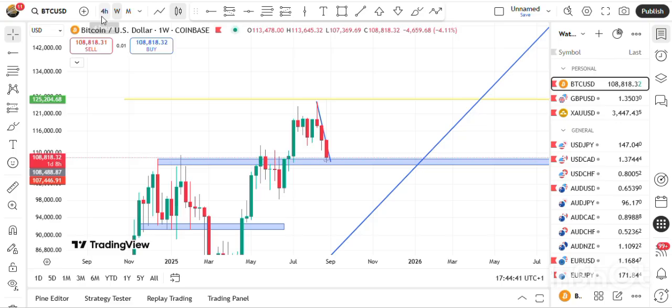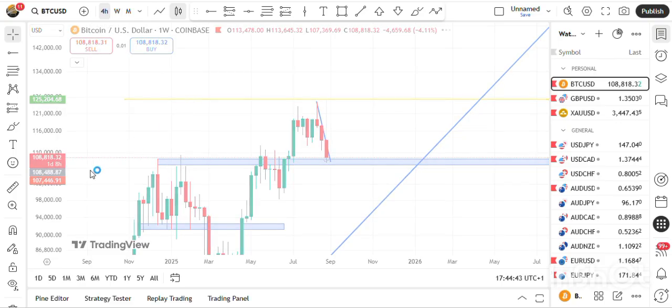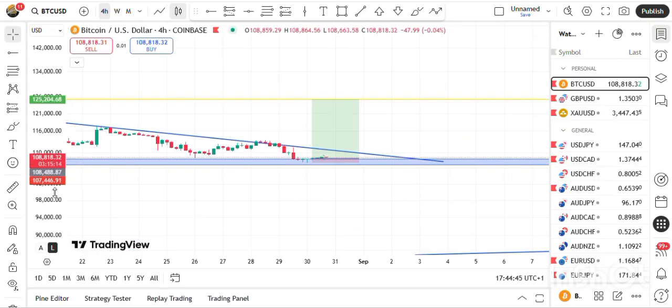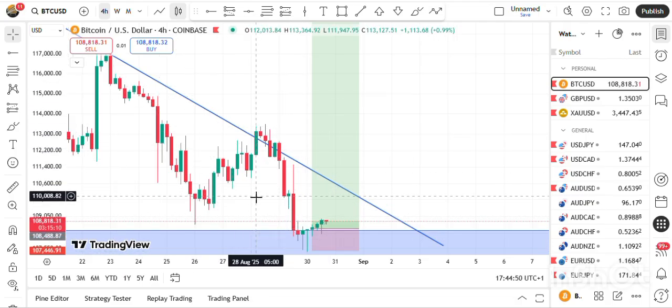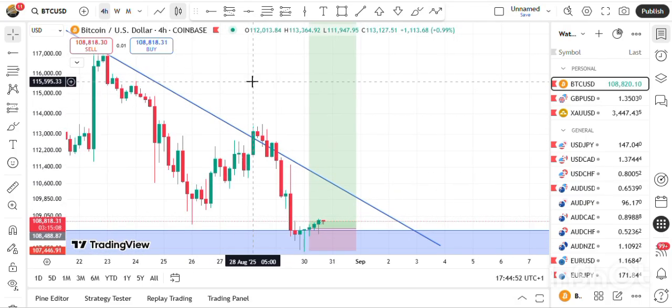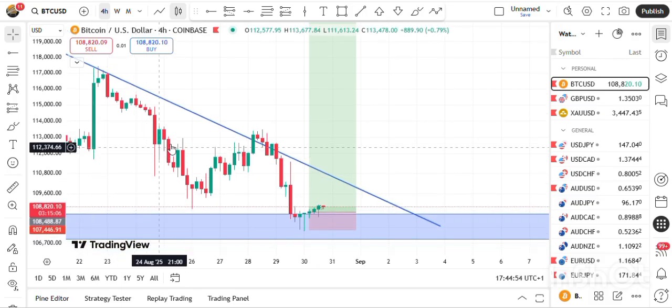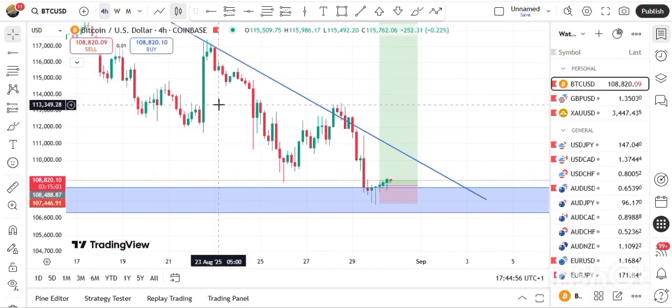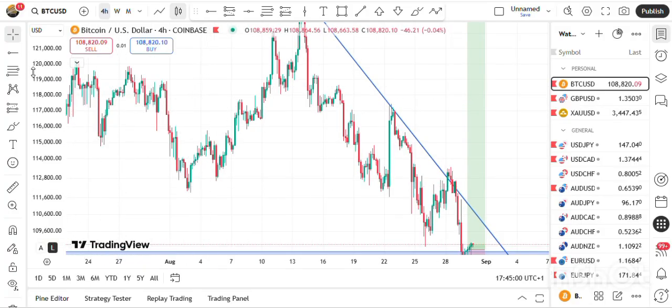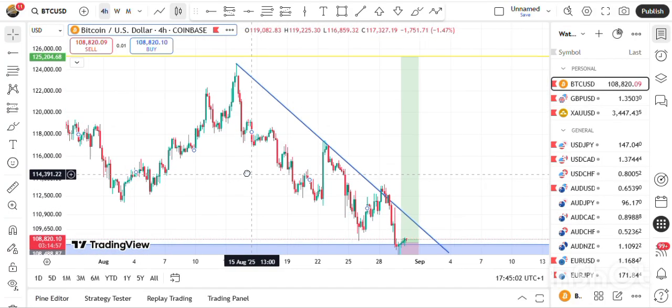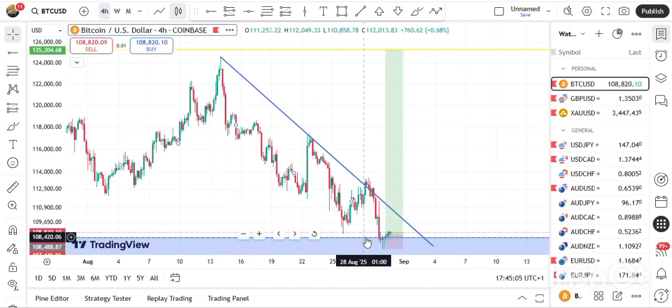But since that's not my entry reason, what I did was to reduce my risk on this trade. So I'm going to go for another buy if I get a break of this trend line. If I can get a break of this trend line, I'll be going for another buy, something like this.